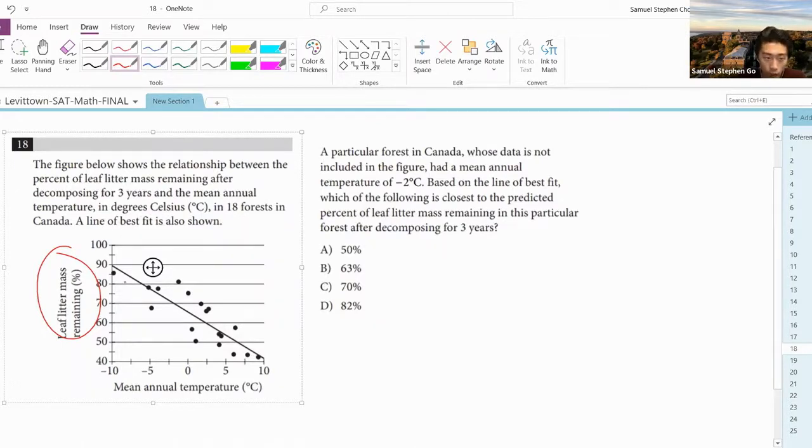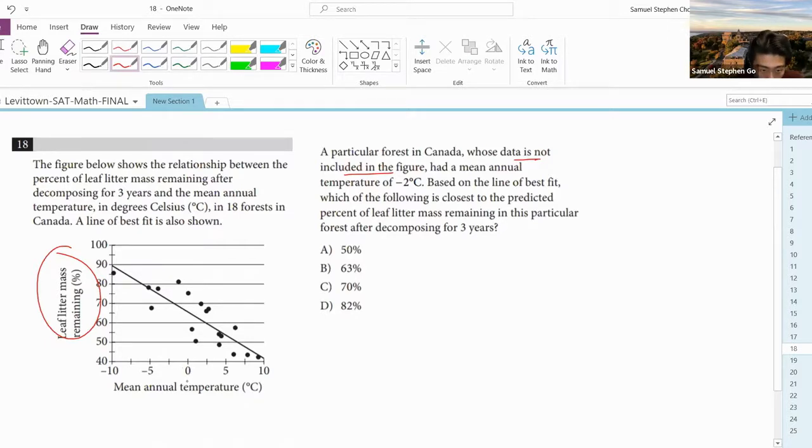forests in Canada. So those are all these points. Those are the data points. So this is asking us now, in this particular forest, whose data is not included in the figure, that means it's just not one of these dots right now. It had a mean annual temperature of -2 degrees.